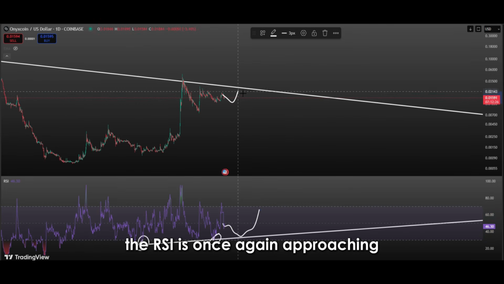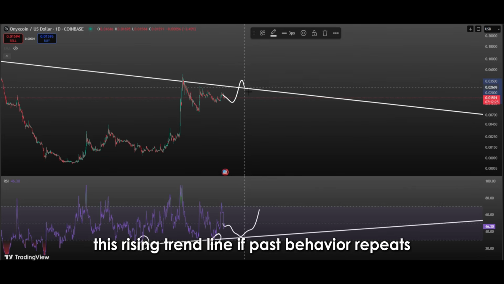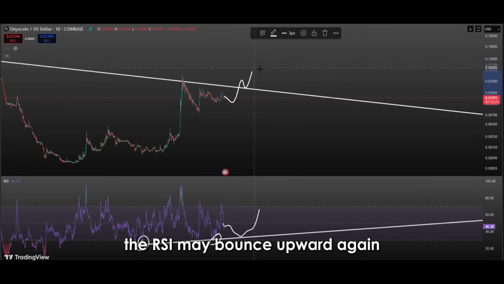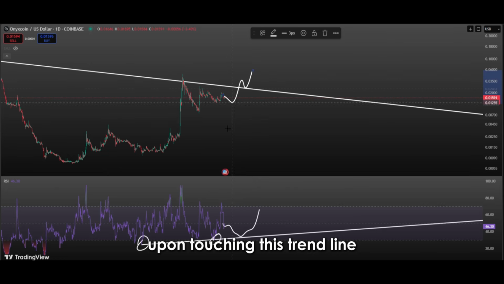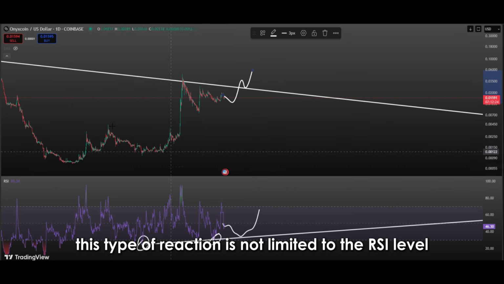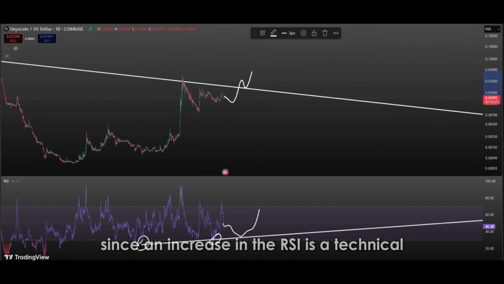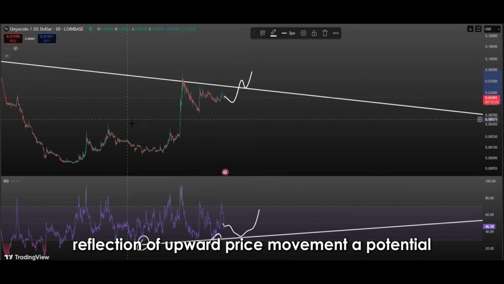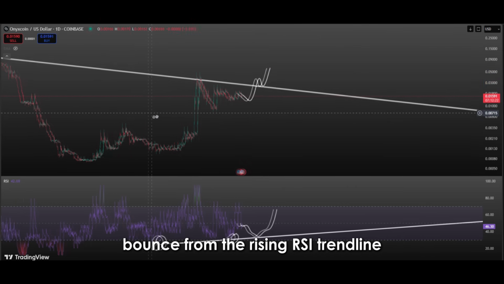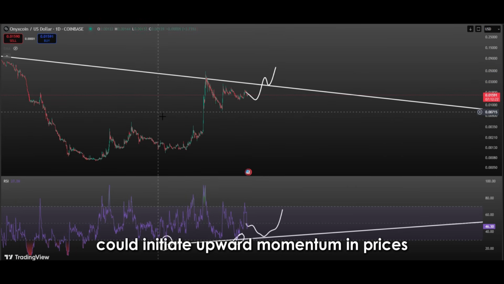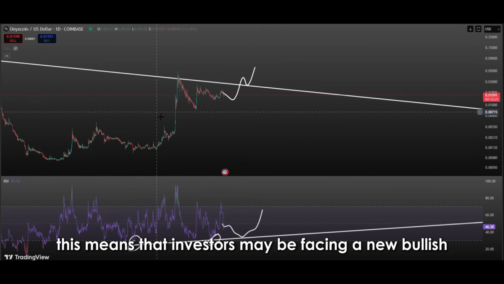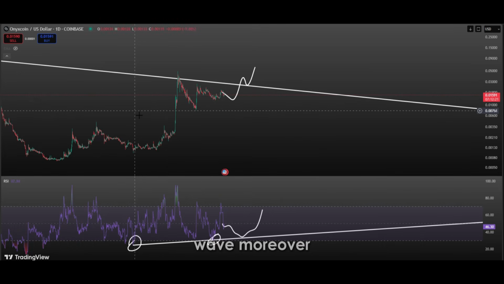Currently, the RSI is once again approaching this rising trend line. If past behavior repeats, the RSI may bounce upward again upon touching this trend line. This type of reaction is not limited to the RSI level. It also reflects on the price chart. Since an increase in the RSI is a technical reflection of upward price movement, a potential bounce from the rising RSI trend line could initiate upward momentum in prices as well. This means that investors may be facing a new bullish wave.